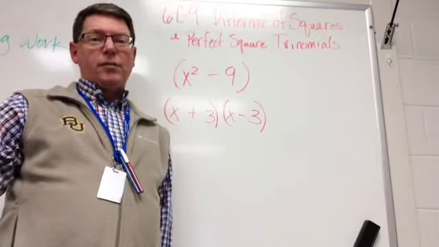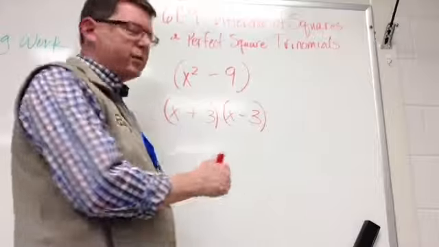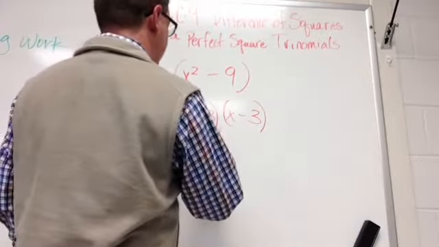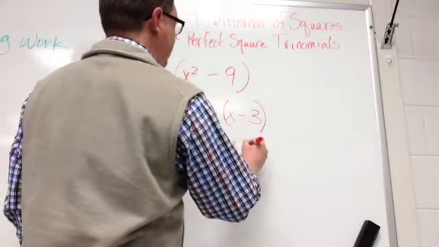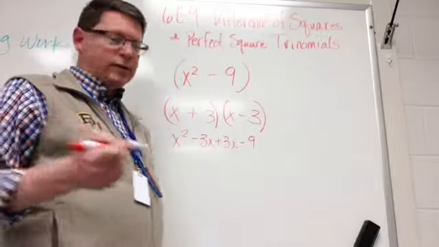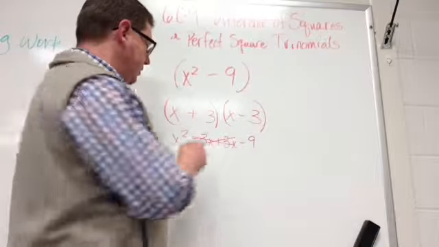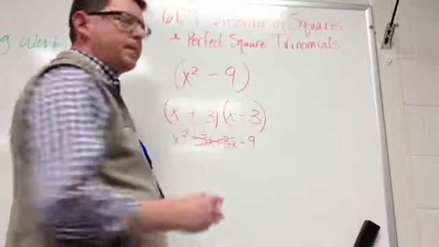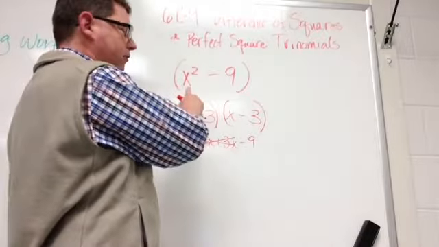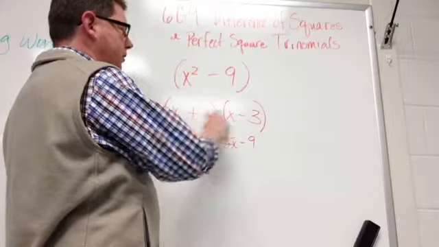You remember from maybe a week ago, we did one where it was x plus 3 times x minus 3, and we got x squared, if we do FOIL, minus 3x plus 3x minus 9. Remember this? And these two cancel each other out because negative 3x plus 3x is 0. So I'm left with x squared minus 9. So again, difference of squares: square root of the first term, square root of the second term, and then one's plus and one's minus.